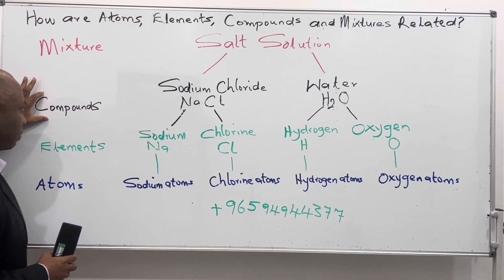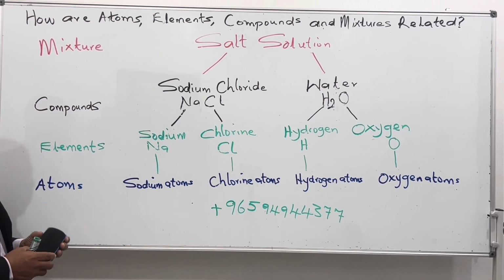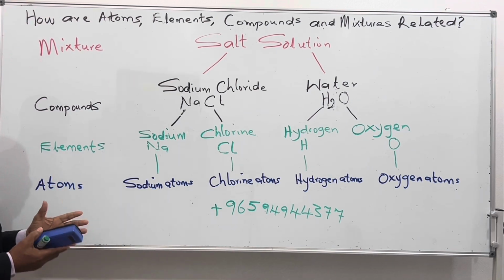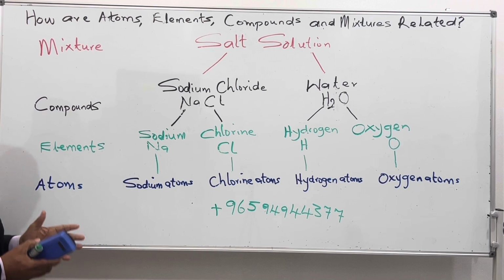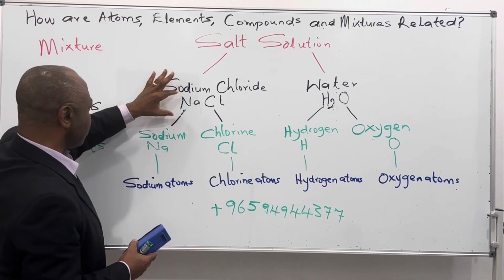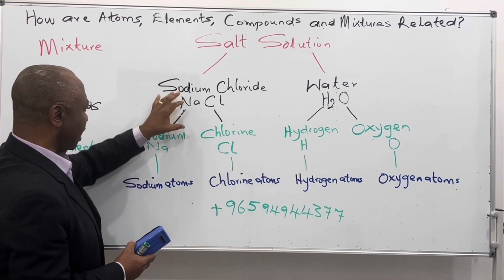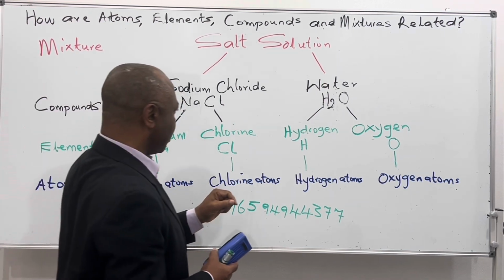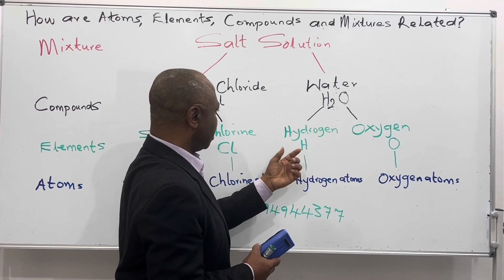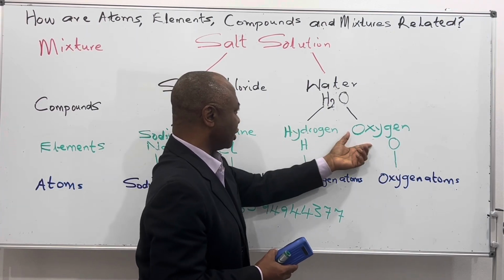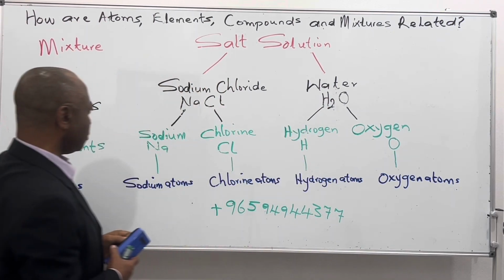So what is a compound? A compound is a substance formed when two or more elements combine through a chemical process. For the compound, sodium chloride, only two elements, sodium and chlorine, are required. For the compound, water, only the elements, hydrogen and oxygen, are required.